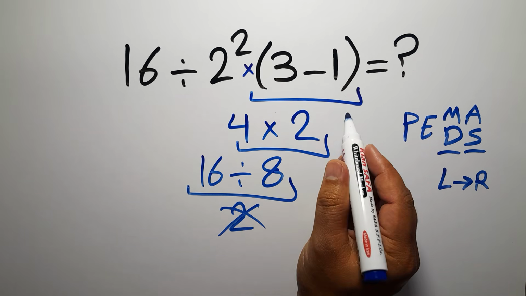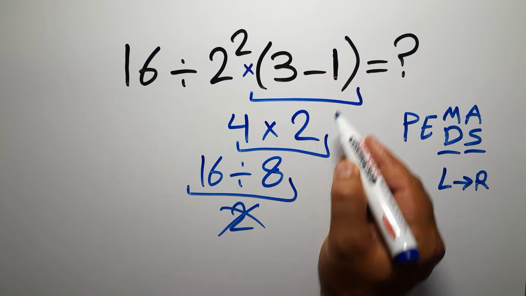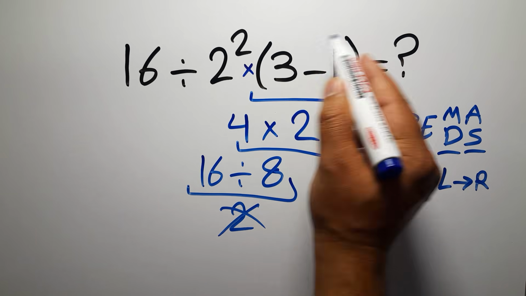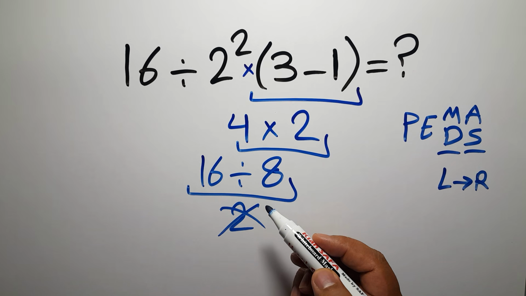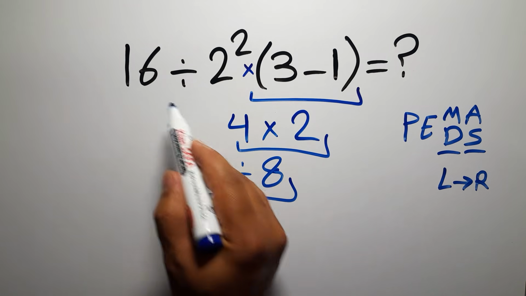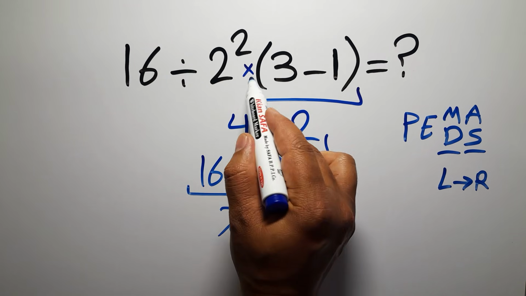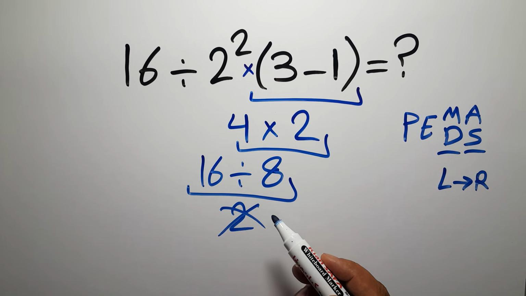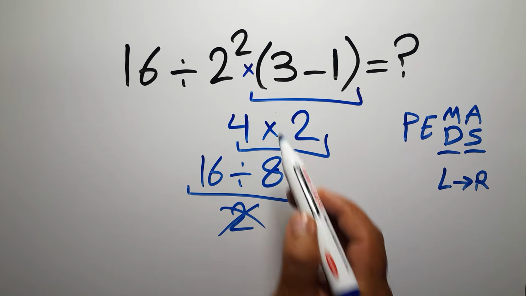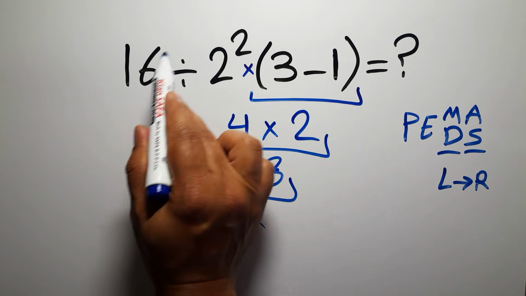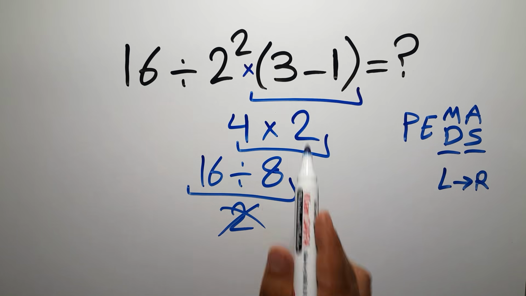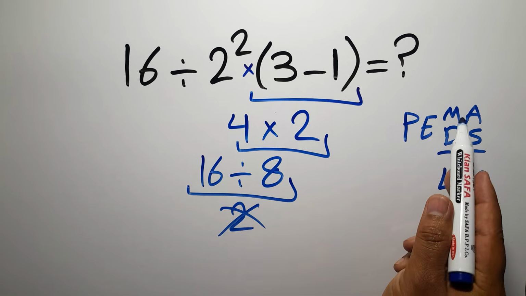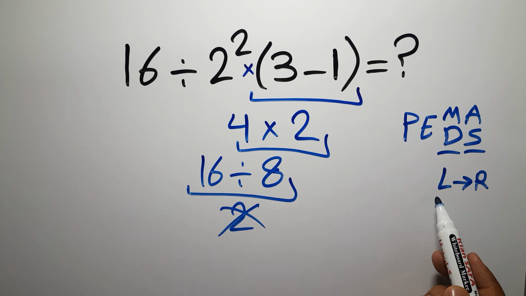So here first we have to do this parentheses. After this parentheses, we have to do this exponent, then this division, and finally this multiplication. If you do this multiplication before this division, it is wrong, because we have to work from left to right. Multiplication and division have equal priority, and we have to work from left to right.